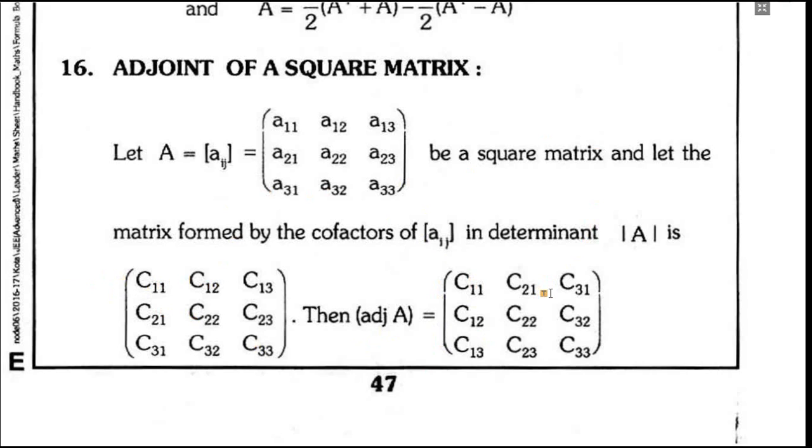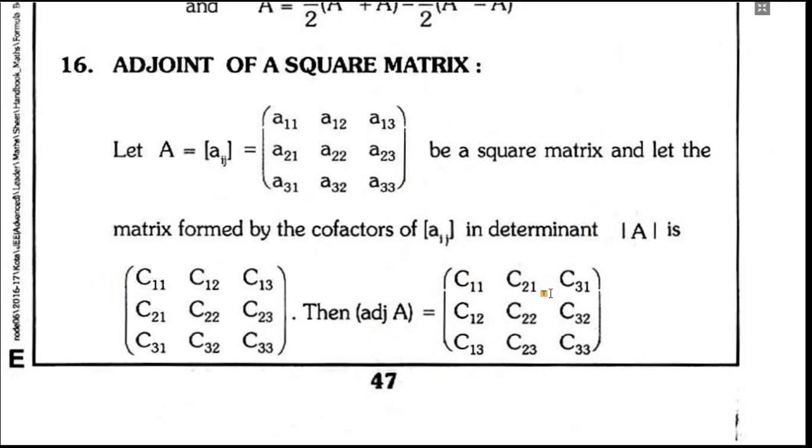Here we have C11, C12, C13. The row gets transformed into a column: C11, C12, C13. And C21, C22, C23 get transformed into the second column, and C31, C32, C33 into the third column.